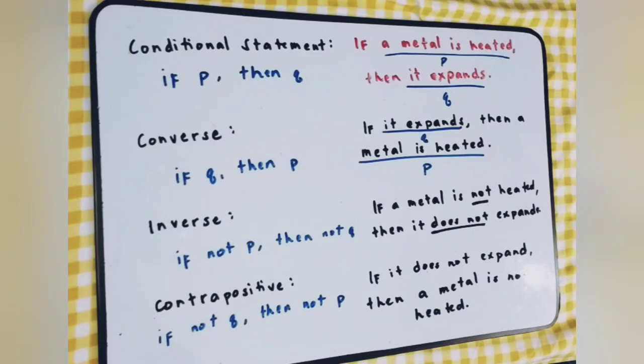So that is our conditional statement. Again, usually the conditional statement is given. To get the converse, we just interchange the hypothesis and the conclusion of the conditional statement. To get the inverse, we negate the conditional statement. And to get the contrapositive, we just interchange the inverse.